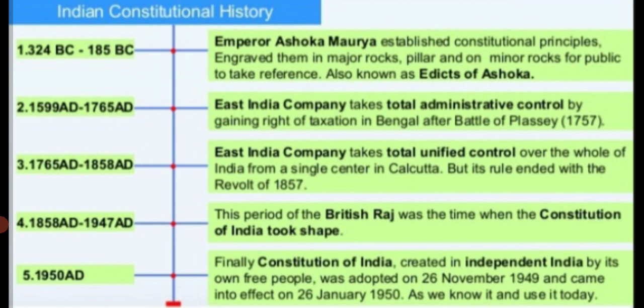Fourth, 1858 AD to 1947 AD, this period of the British Raj was the time when the Constitution of India took shape.